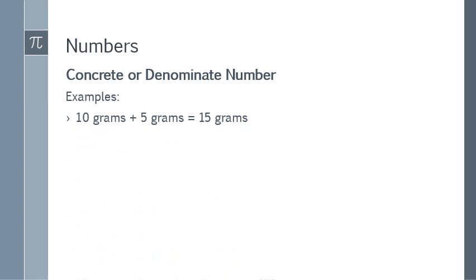The first example is about addition, in which 10 grams have been added with 5 grams and the result is 15 grams. Now here you see the first value is also with a unit, or a denominate. The second value is also with a unit of measurement, or a denominate, and the resultant quantity is also along with the same unit of measurement.